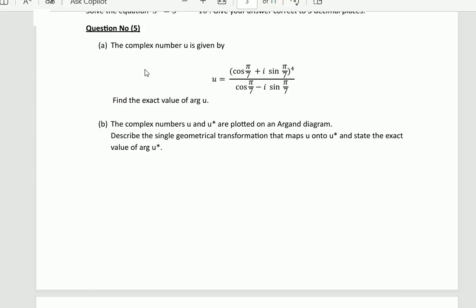Question number 5 is: the complex number u is given by u equals (cos 5 pi by 7 plus i sin pi by 7) raised to the power 4 over (cos pi by 7 minus i sin pi by 7). Find the exact value of the argument of u. Part B: the complex numbers u and u star are plotted on an Argand diagram. Describe the single geometrical transformation that maps u onto u star and state the exact value of the argument of u star.